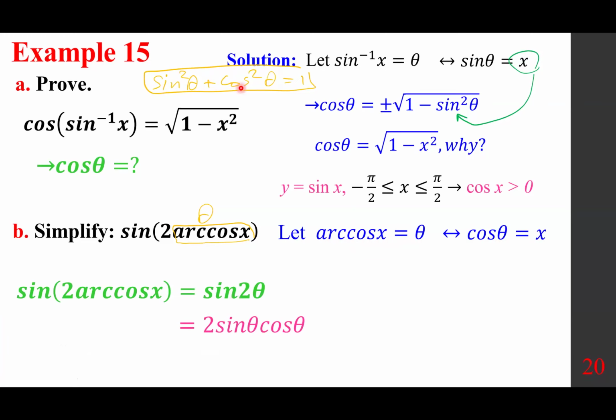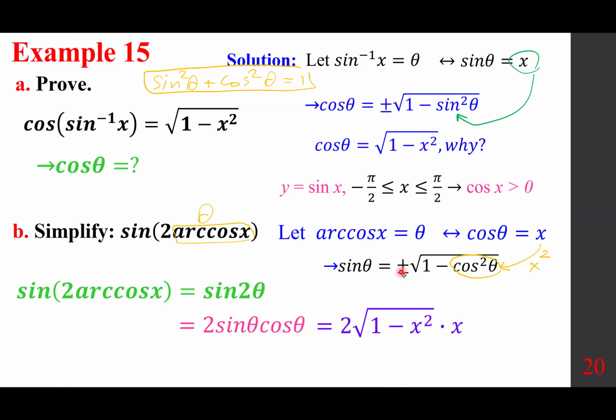Just as we did here. And we said cosine is plus minus square root of 1 minus sine squared. Now sine is plus minus the square root of 1 minus cosine squared theta. So now, if I want to solve this, 2 times sine theta cosine theta, I'm going to replace this with x squared, okay? So that's square root of 1 minus x squared times 2 and then times x. Now, plus minus, remember there are two answers here. We are going to go with the plus sign again only. So plus minus, but we are going to use the plus sign here.